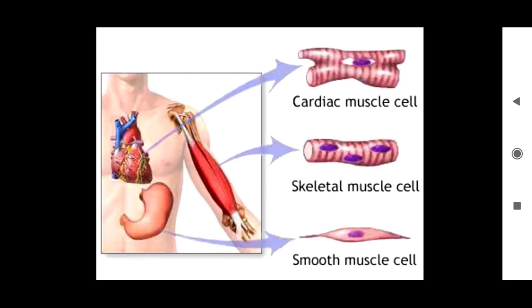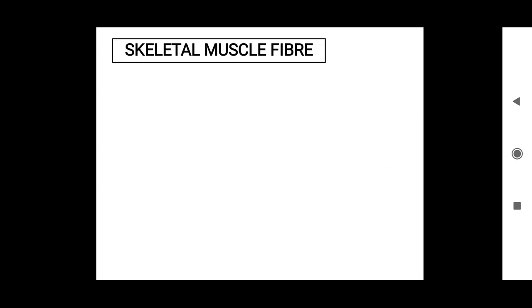Let us see each one now individually. But before that, here is an overview, a quick review of the three types of muscles. A very good picture depicting the location of the cardiac muscle in the heart, the skeletal muscle along with the bone, and the smooth muscle in the wall of the stomach. This is for quick revision.